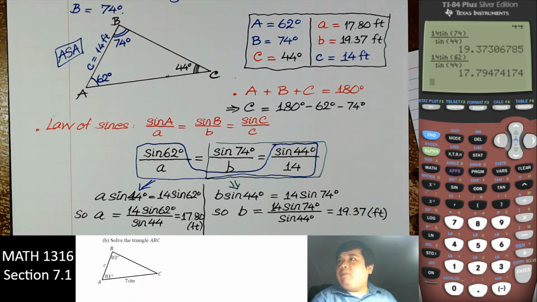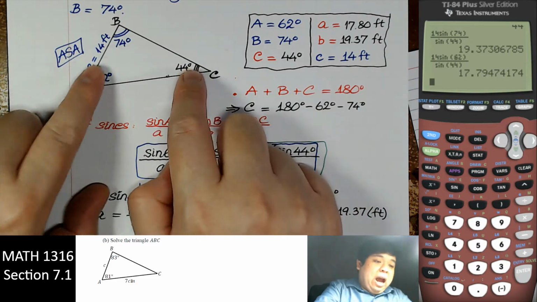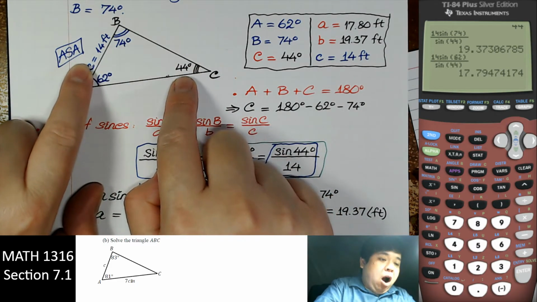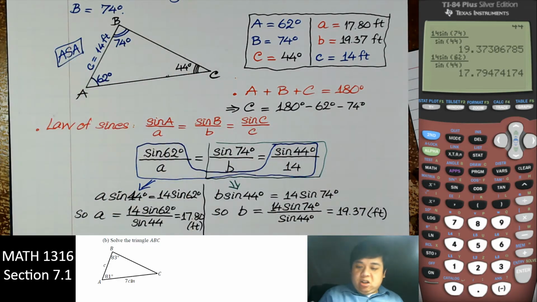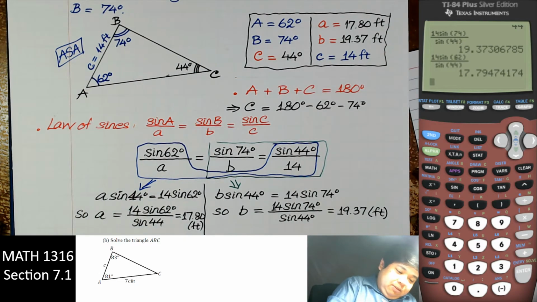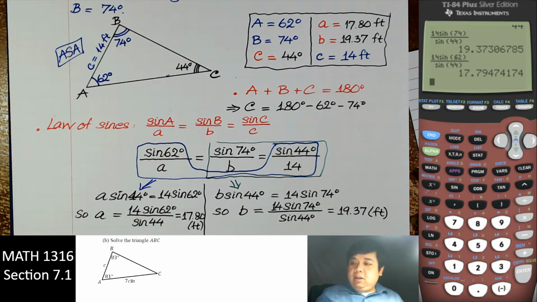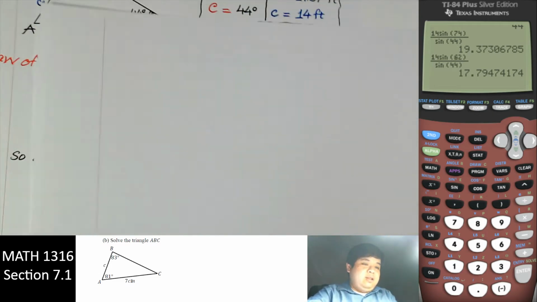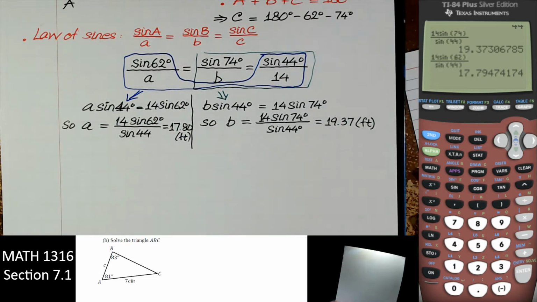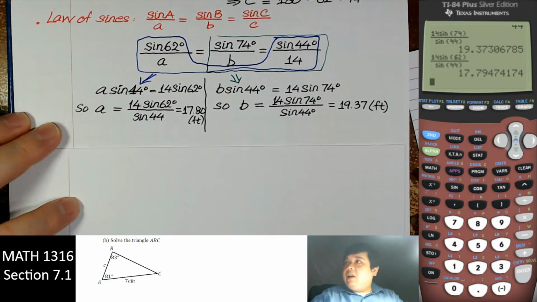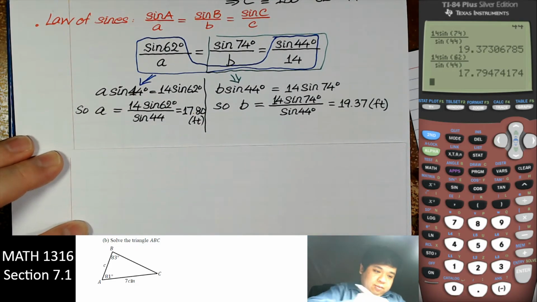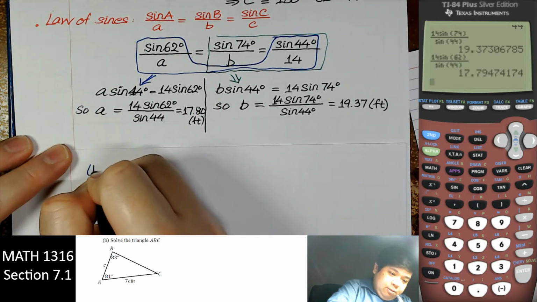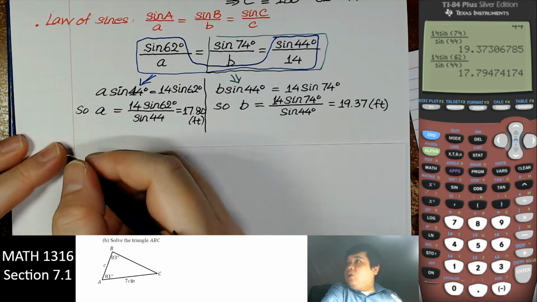It's pretty simple, kind of straightforward. Just have a triangle, find the missing information, and whenever we have a pair of opposite angle and side, that is the law of sines. So that's the first example. Next we have, show the triangle.